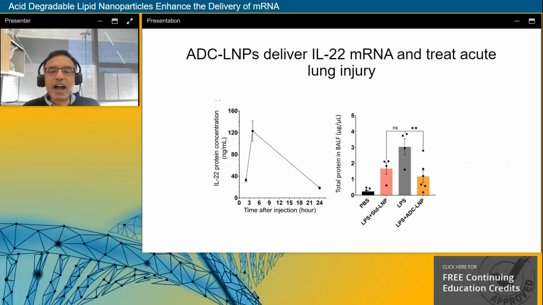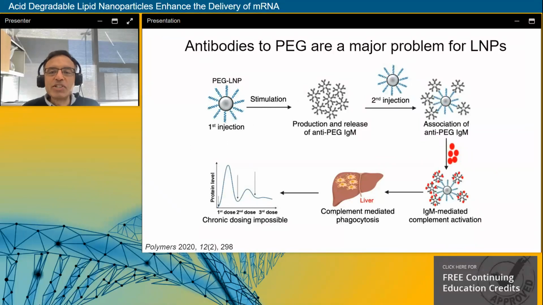Okay, in the interest of time, I'm going to switch gears and talk about a project in the lab that focuses on lowering the toxicity of LNPs. And the one thing we're going to focus on is trying to lower the toxicity of the PEG chain. Now, it turns out that PEG has many beneficial properties and is absolutely essential for LNPs, but it does have one problem.